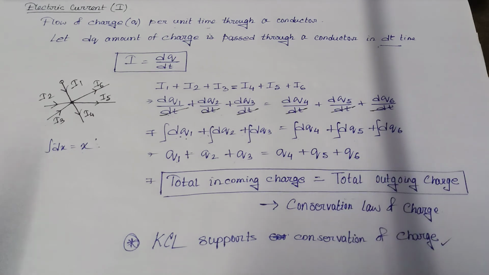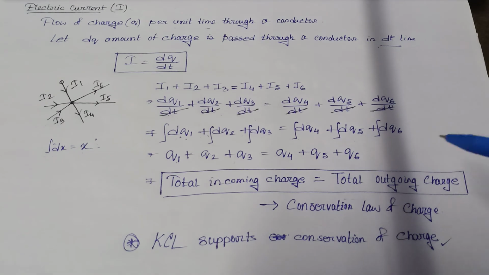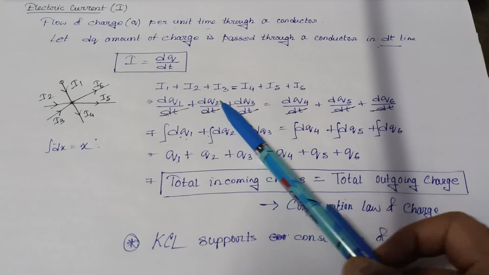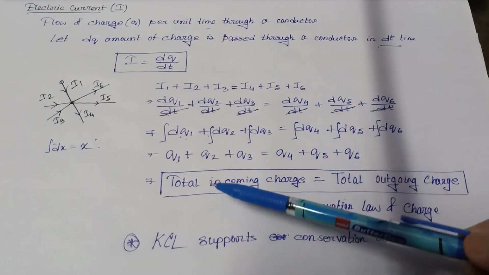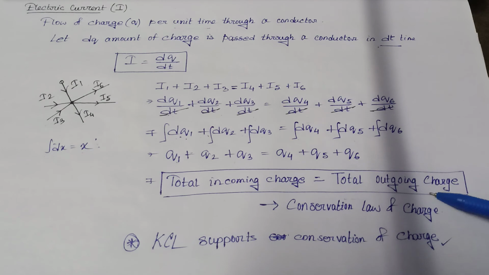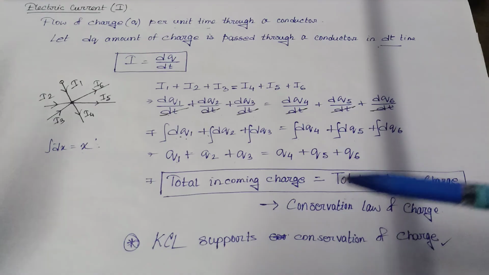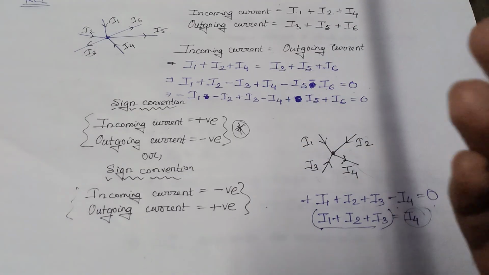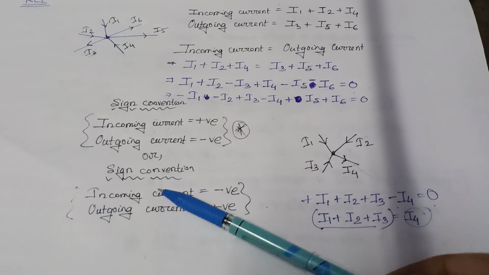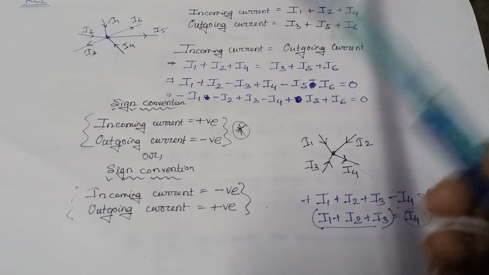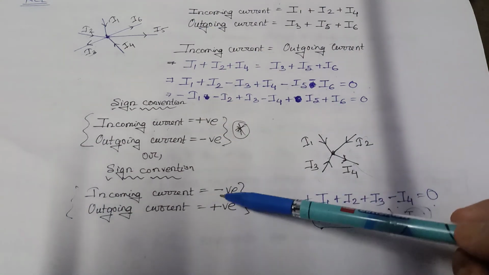Now we have to learn the application of KCL, and we'll learn it in the next lecture. Before going to the next lecture, you have to understand that total incoming current is equal to total outgoing current, and similarly total incoming charge is equal to total outgoing charge, and this means the conservation law of charge. So KCL supports conservation of charge. And also one thing, decide today which sign convention you will choose, this one or this one. Again, I will prefer this one because it is easy to understand. Consider any one, don't be confused about this.